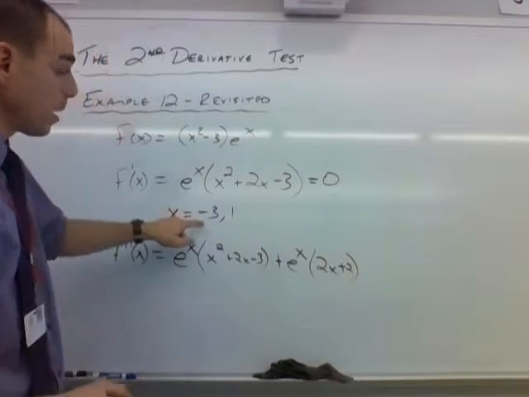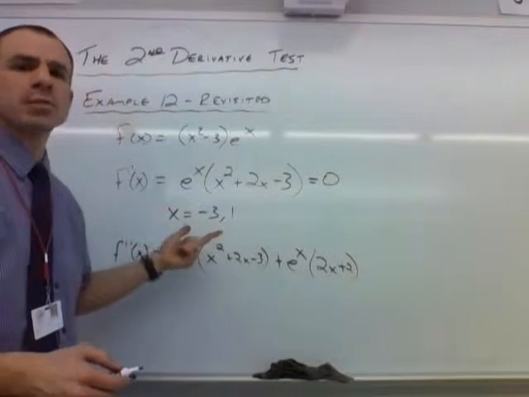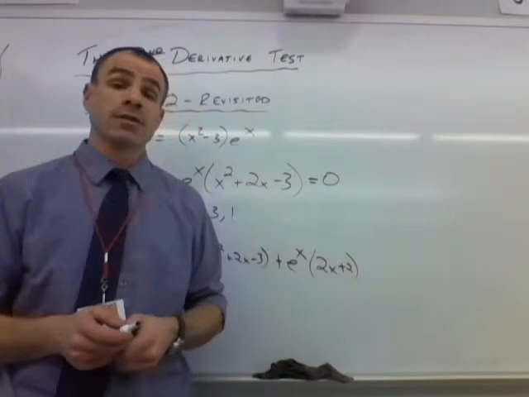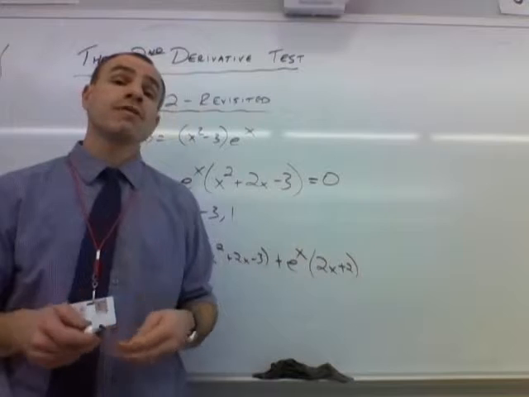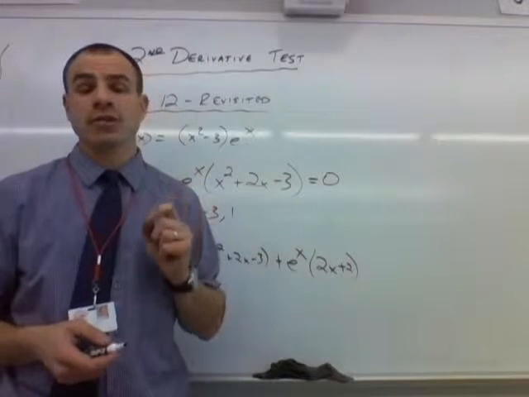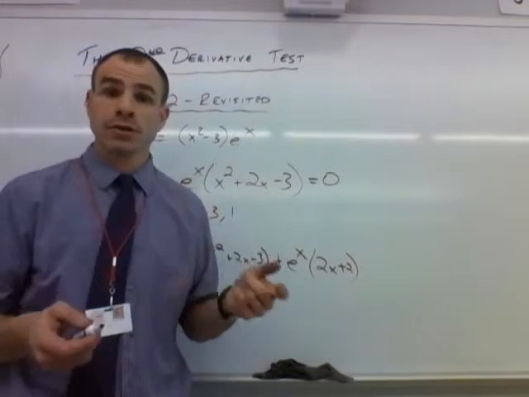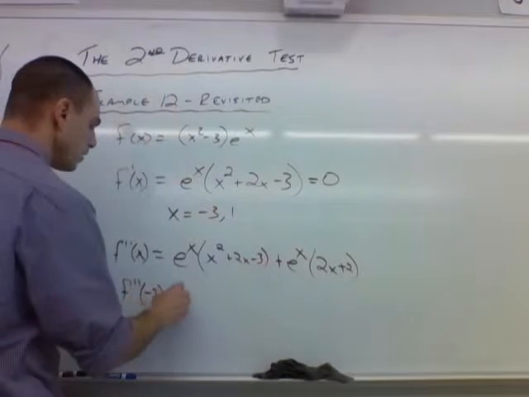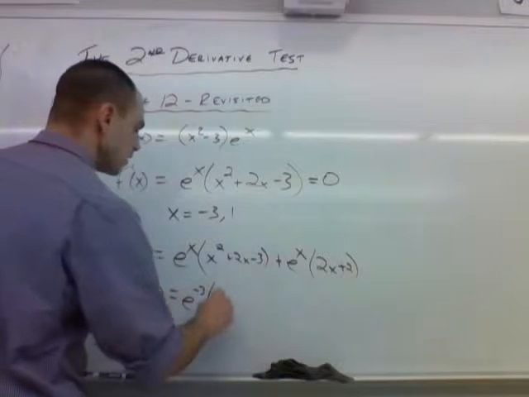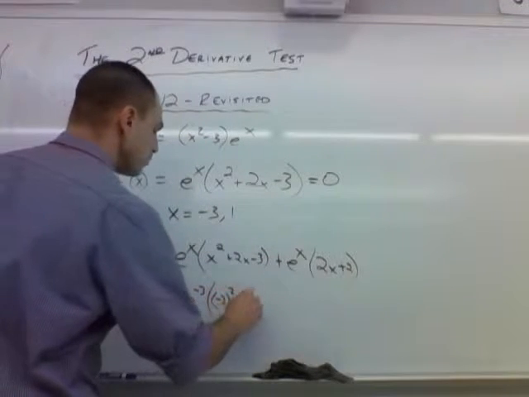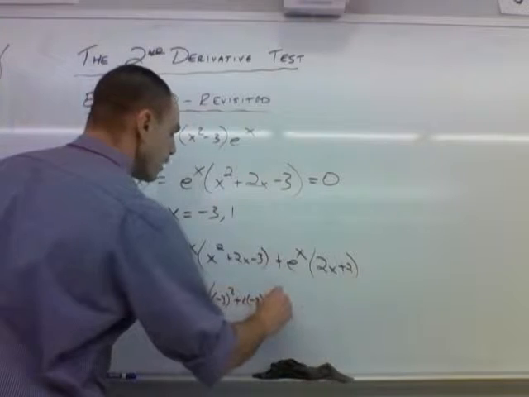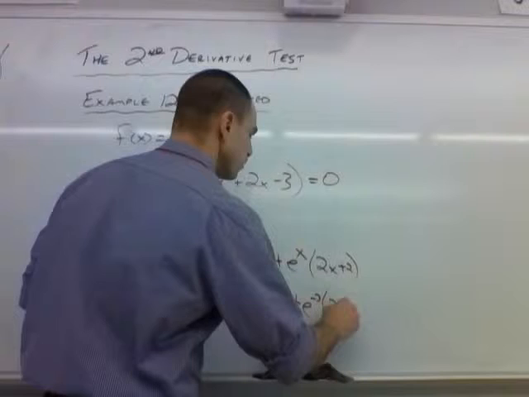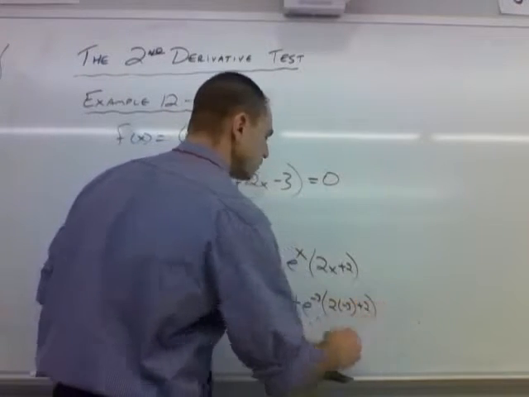Now what are we going to do? We're going to plug our critical points in. In this case, we're just going to plug in the -3, because the purpose of the problem is to show that the function has a relative max at x equals -3. We're going to plug -3 into the second derivative and check the sign of our answer. So f double prime of -3 is e to the -3 times -3 squared plus 2 times -3 minus 3, plus e to the -3 times 2 times -3 plus 2.